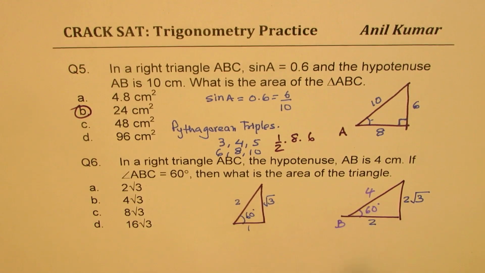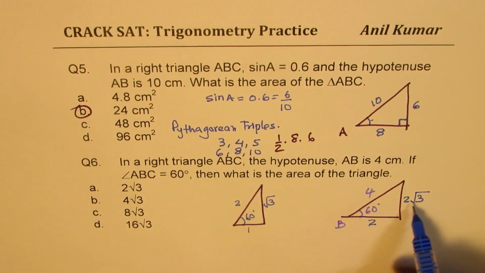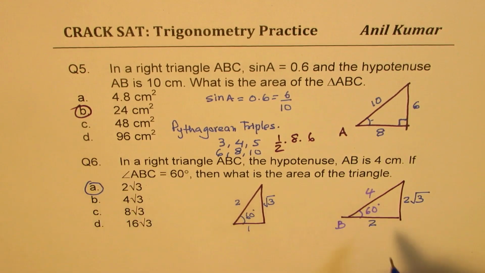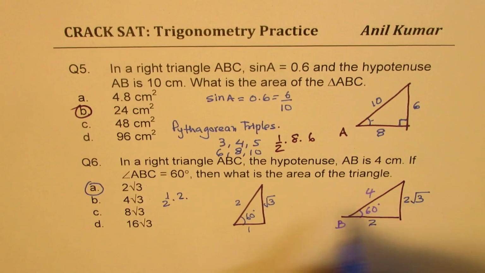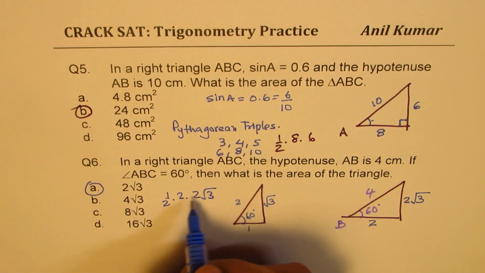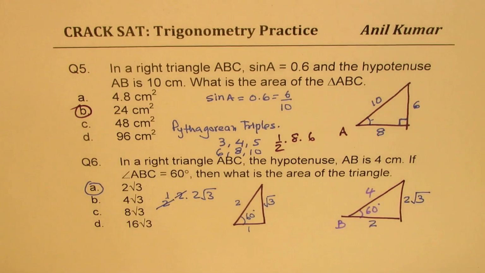So this is 60 degrees. That is how you could make your actual triangle, and then answer the question. What is the area of this triangle? Well, multiply these two and divide by 2. So it is half times 2 times 2 square root 3, and 2 square root 3 becomes the answer, correct? If you think like this, it'd be much easier for you to answer most of the questions.